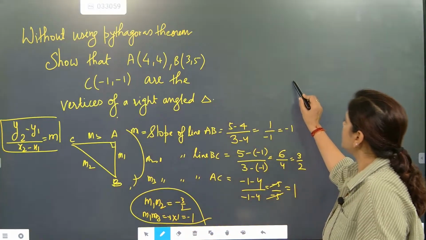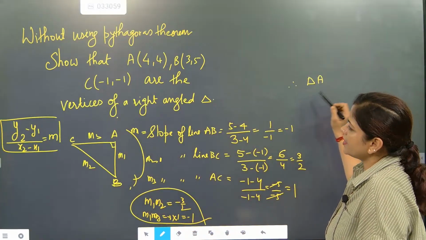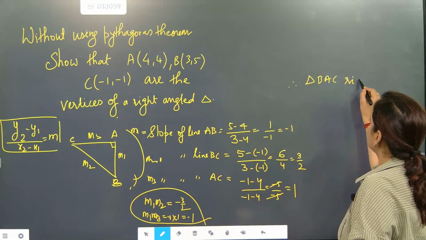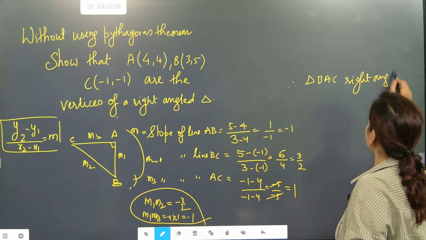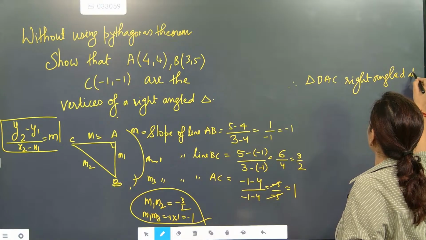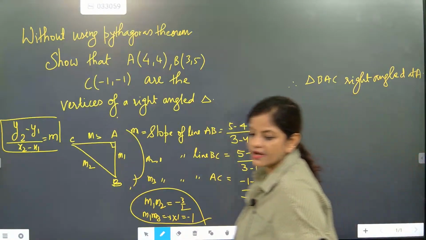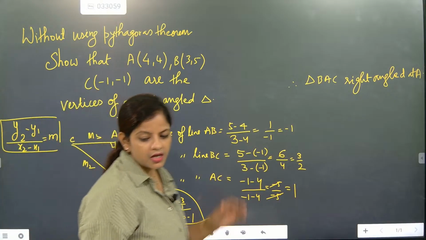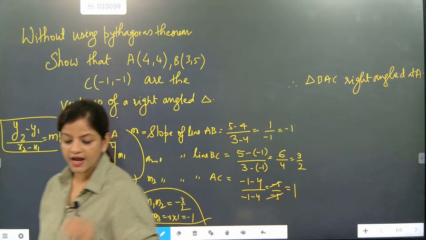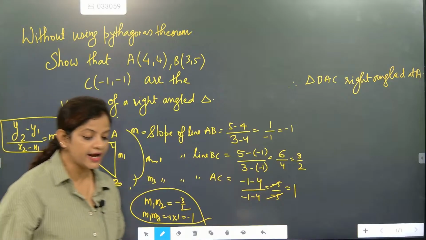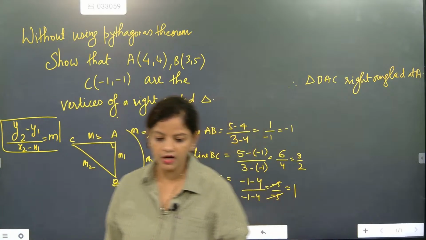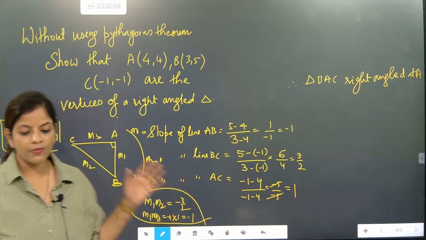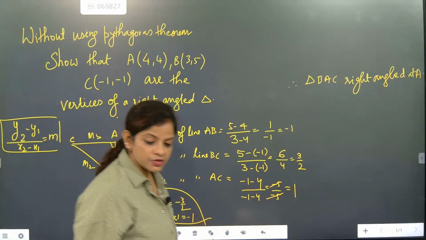Therefore triangle BAC is right angled at A. Okay, that means triangle BAC is right angled at A. This is the most important part we must remember: triangle ABC is right angled at A. I hope everybody understood this section.